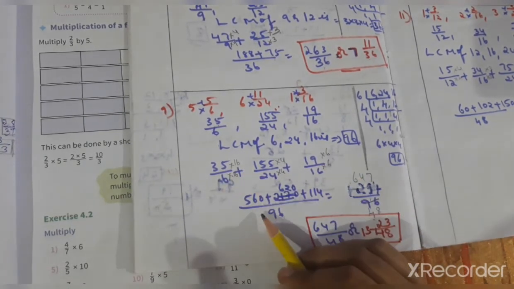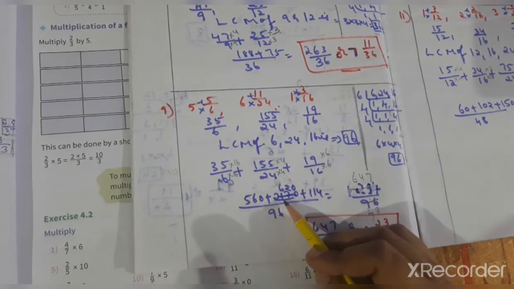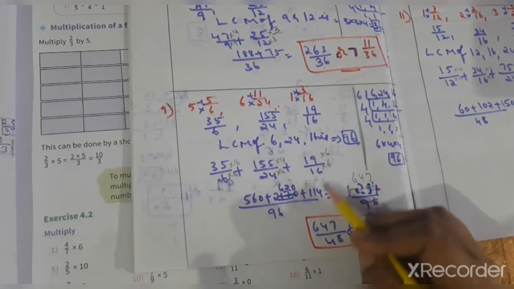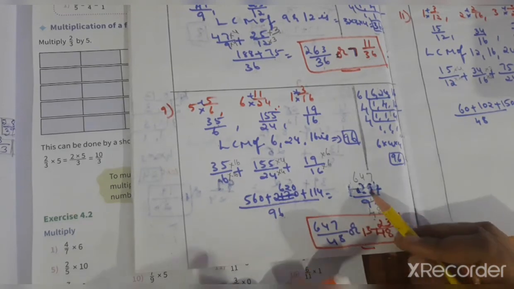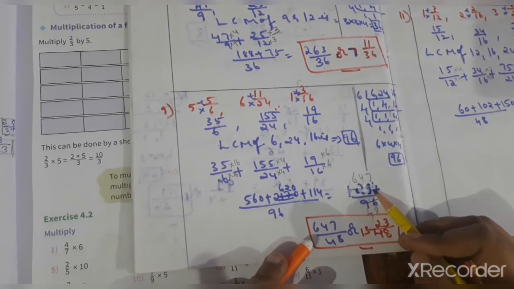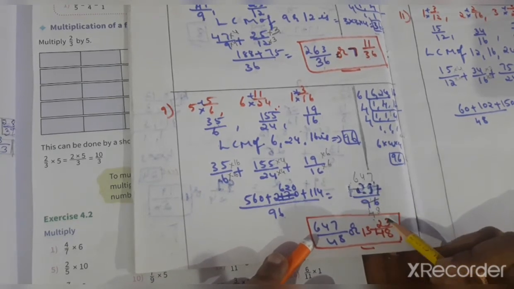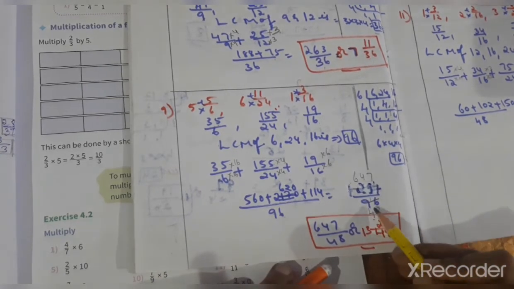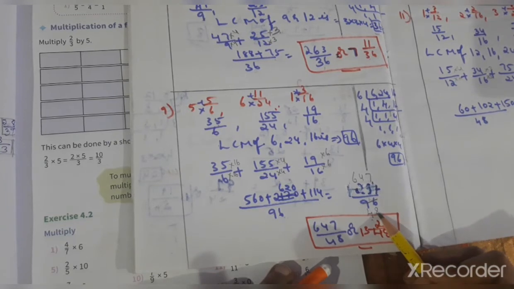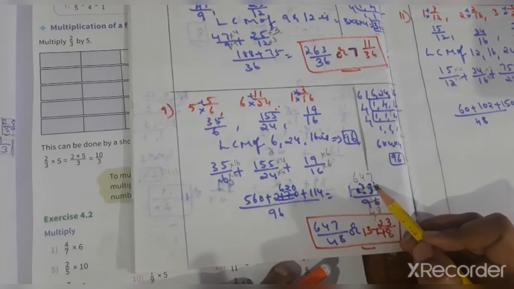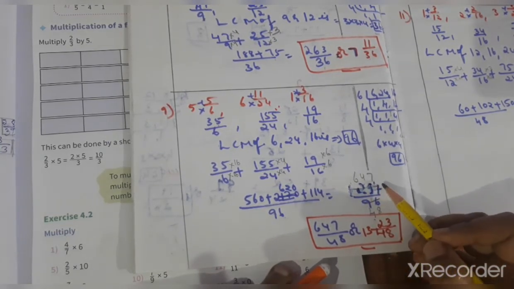Now 35 into 16 is 560, 155 into 4 is 620, 19 into 6 is 114. Total is 1297 divided by 96. Reduce the value. 2 4s are 8, 1 carry, 2 8s are 16, 2 6s are 12, 2 4s are 8, 1 carry, 2 7s are 14.